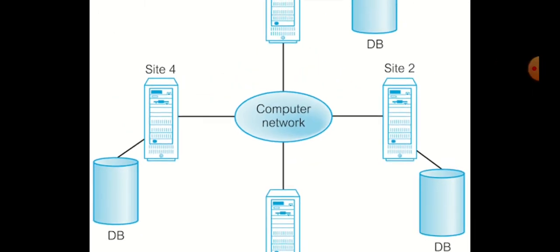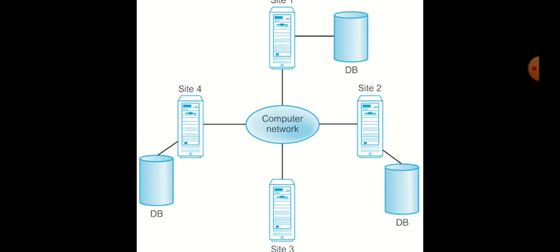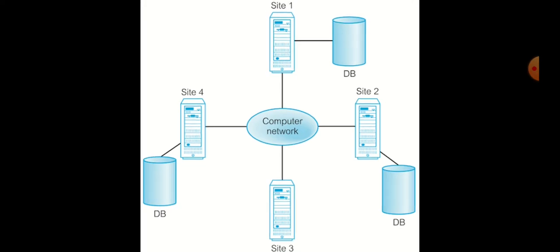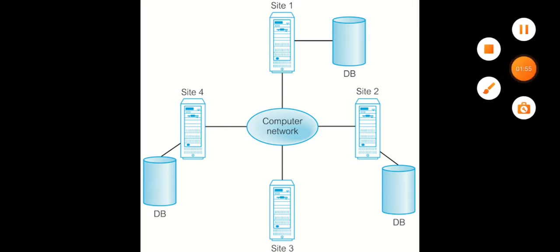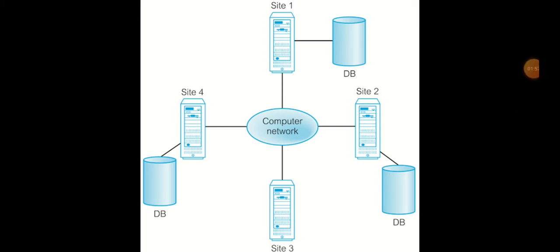But in a distributed database management system, we pick up all the systems connected to the computer network and distribute the database among them, so that it can survive and give service to the clients who are requesting the data.